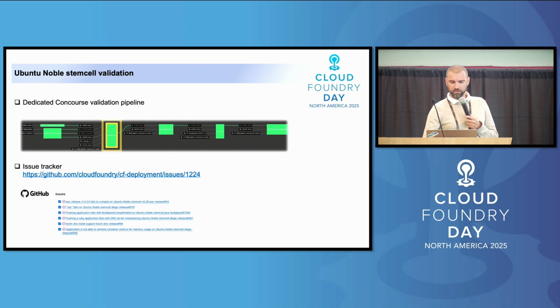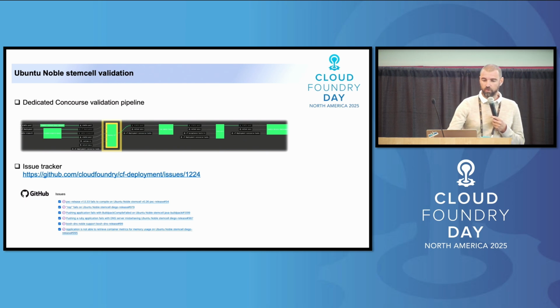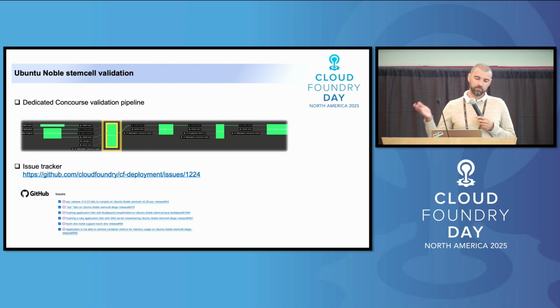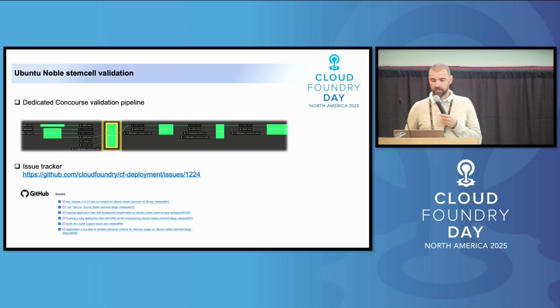All this was in the recent past, and now let me talk about our most current topic, which is validation of the Ubuntu Noble stemcell. Similar to FIPS, we implemented a dedicated validation pipeline, which is listening for a new available Noble stemcell in bosh.io or a new CF deployment release, and if any of these conditions are met, it deploys Cloud Foundry, followed by smoke and acceptance tests.